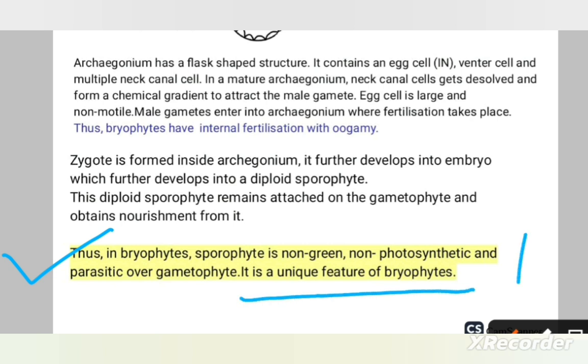So you have to keep this in mind. This is an important thing to remember. Now let's see the life cycle of liverworts, which is haplodiplontic. Now basically I'll be starting with spores.